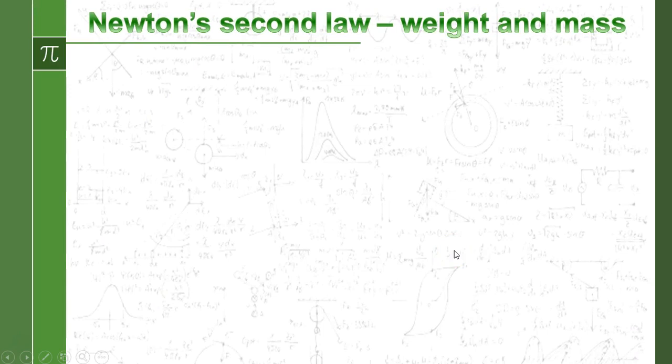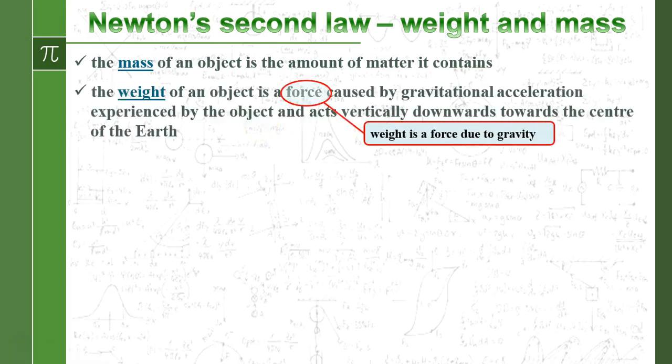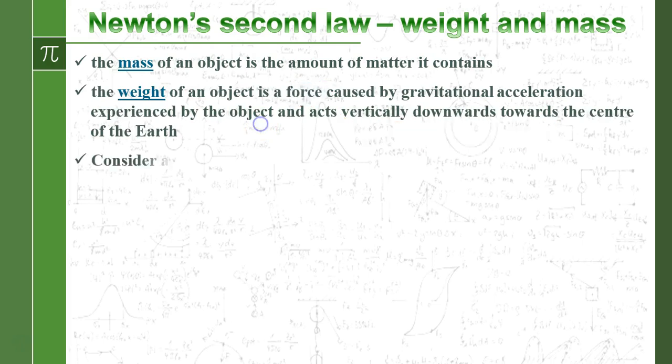So let's have a look at what that means in terms of this old chest. What is the difference between weight and mass? It's the thing that confuses people right up until GCSE and probably even beyond. So the mass of an object is the amount of matter it contains, the amount of stuff inside something, measured in kilograms. Whereas the weight of the object is a force, and it's that force due to gravity.